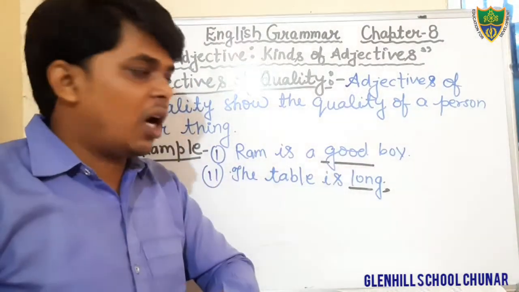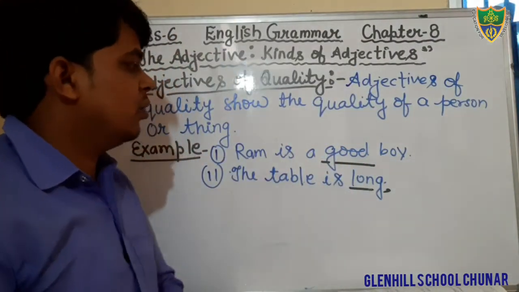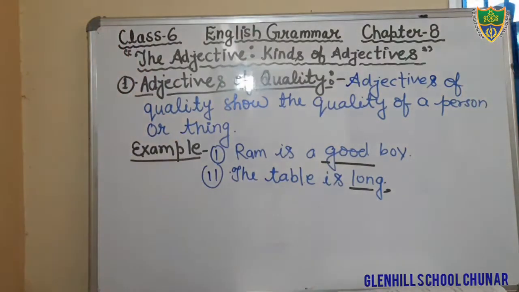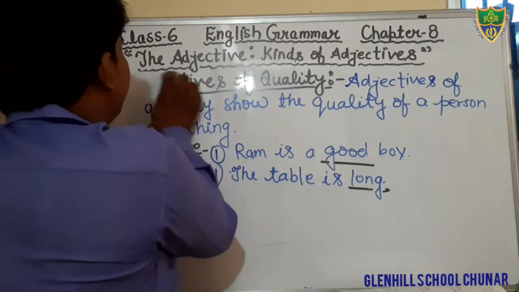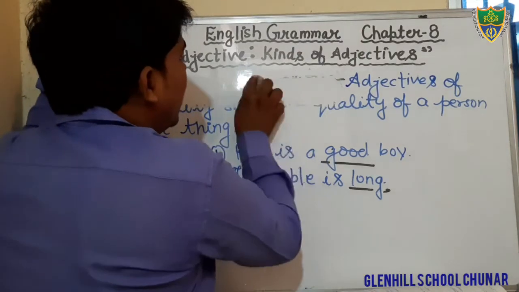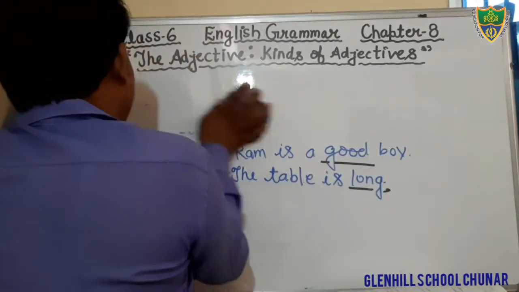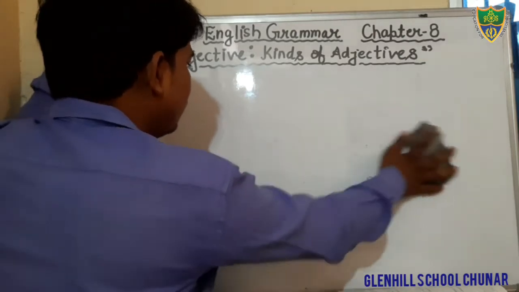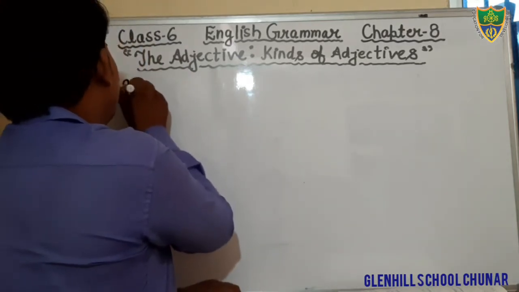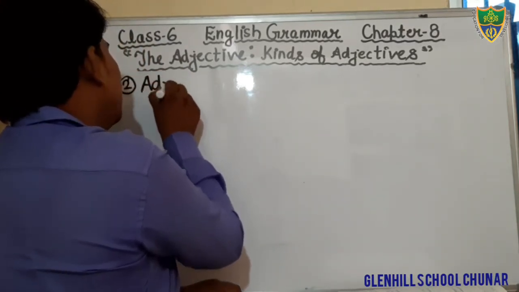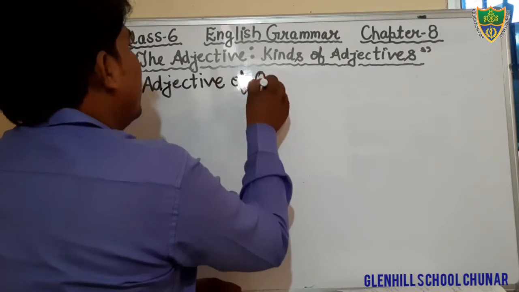And after completing this, you put the heading adjective of quantity. Okay, students, just write it. And I hope that you all have written. Therefore, I am going to erase it. Okay. And just put another heading, adjective of quantity. You see, students, adjective of quantity, second.